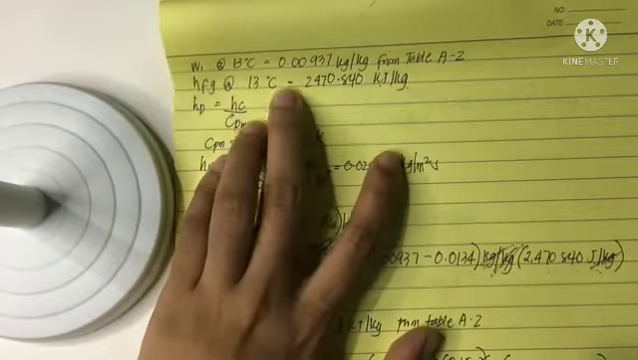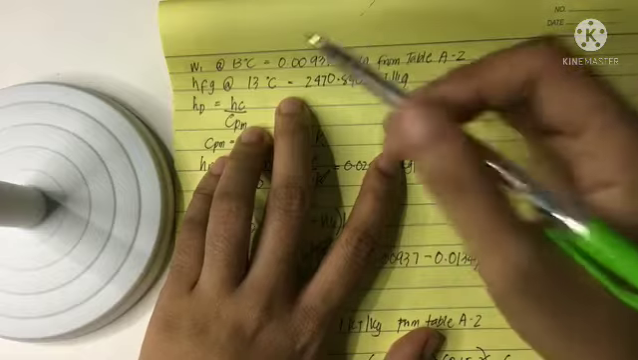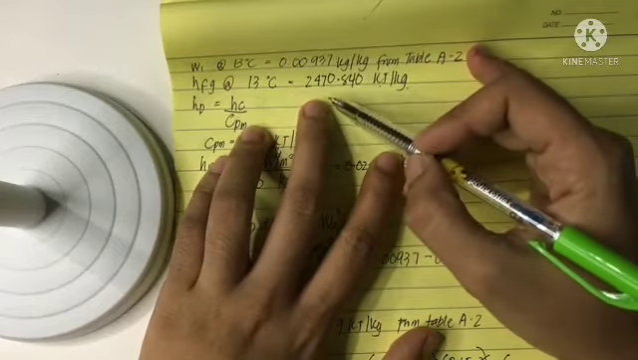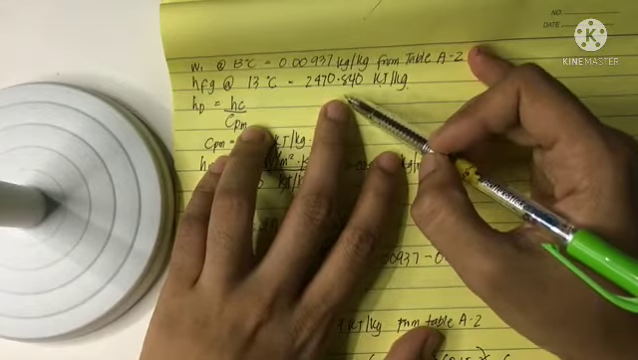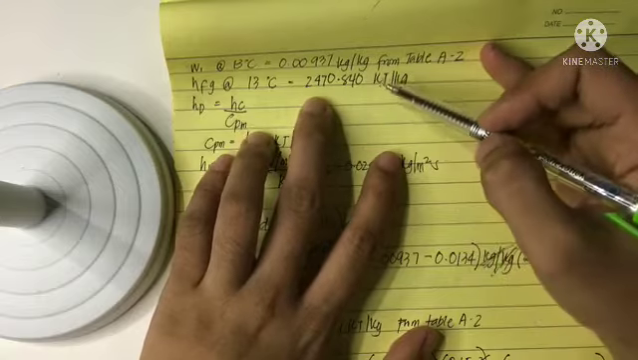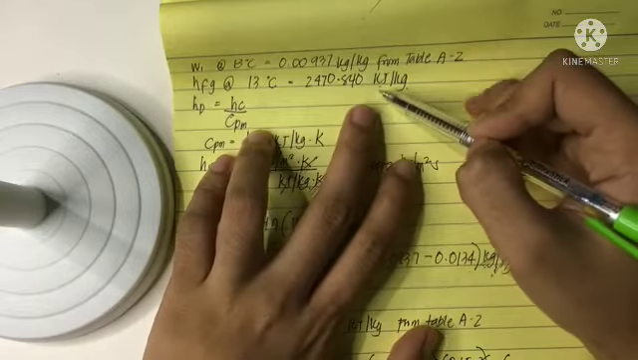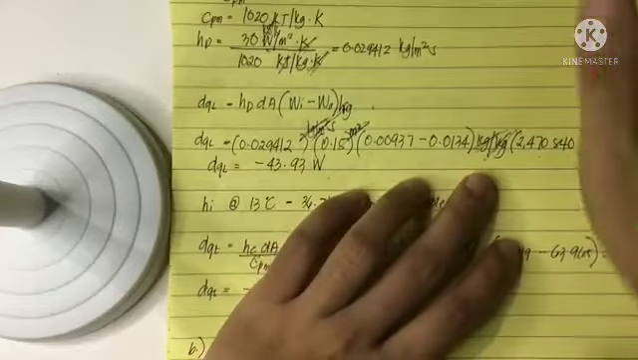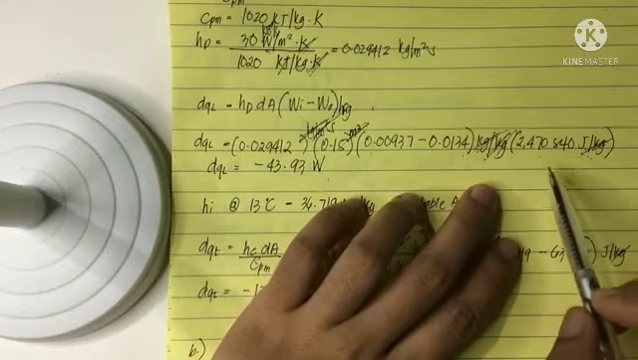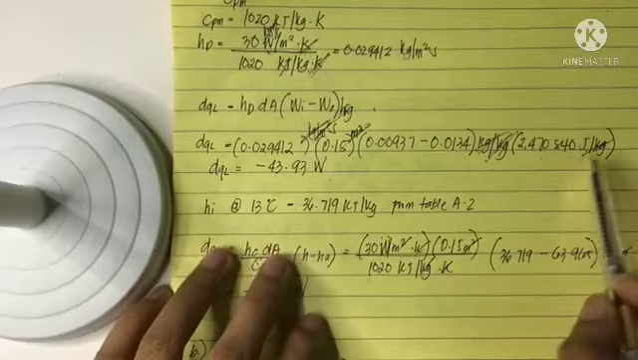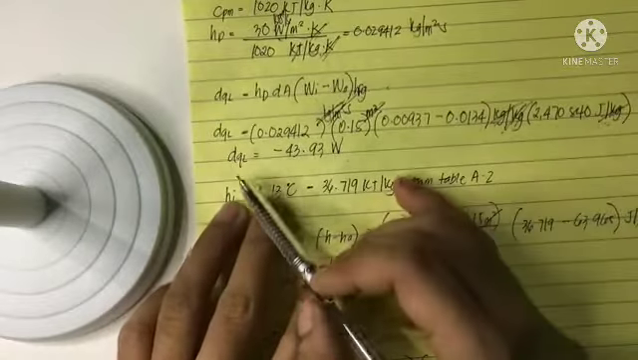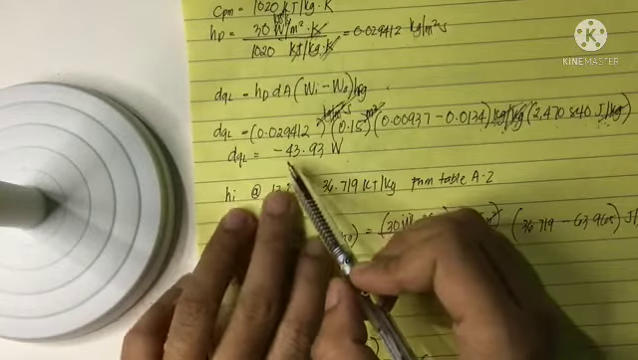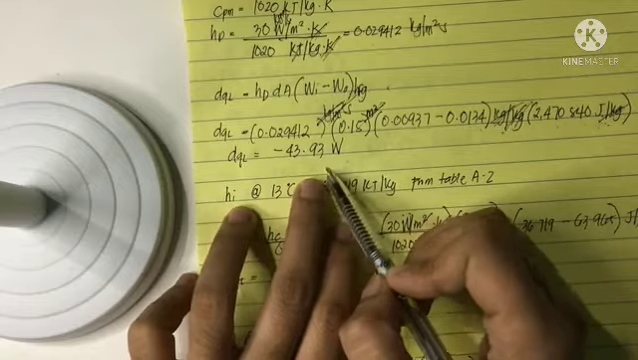wherein it comes from the value of the latent heat, 2,470.840, which we convert into joules. So it gives us a value of 2,470,840 joules per kilogram. So the rate of latent heat is equal to negative 43.93 watts.